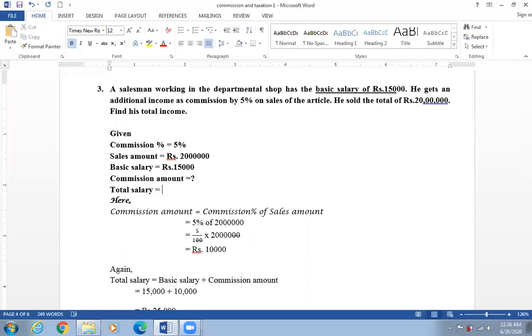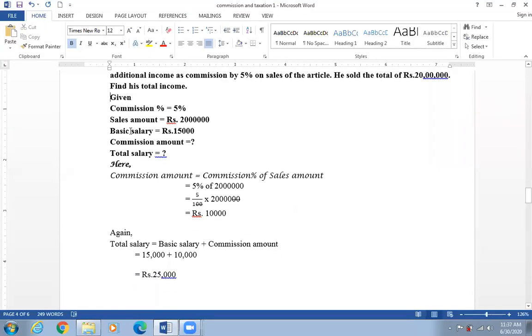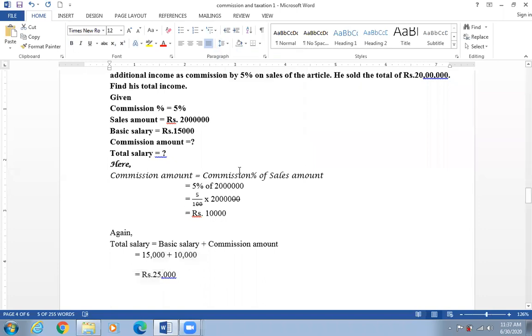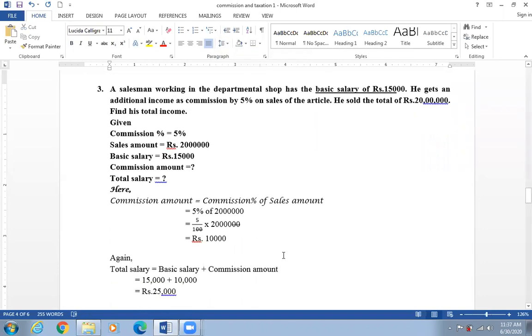Total salary also you need to find out, equals question mark. Okay, so in this way we need to find out our answers. If there's any problem you can ask me. Is there any problem?